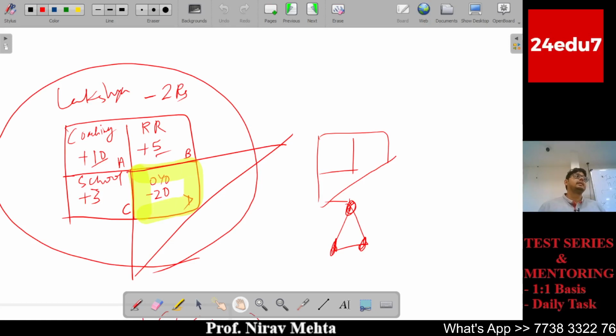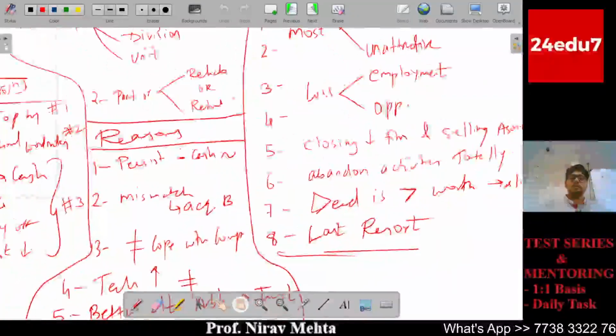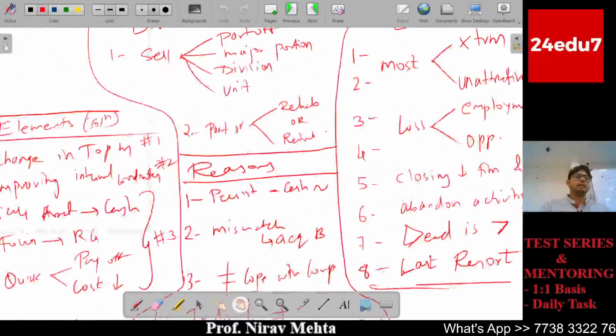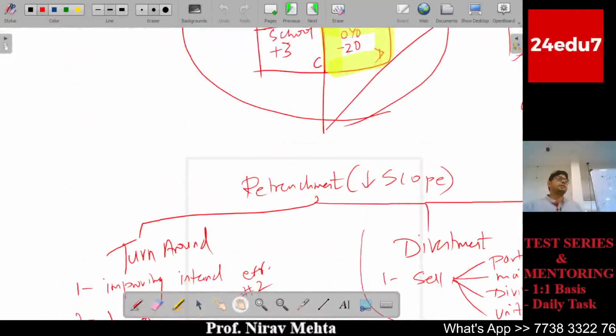Abandon activities totally. So closing down the firm and selling its assets, abandon activities totally. Then debt, related to debt. And the last point is last resort. 8 points done. Correct?